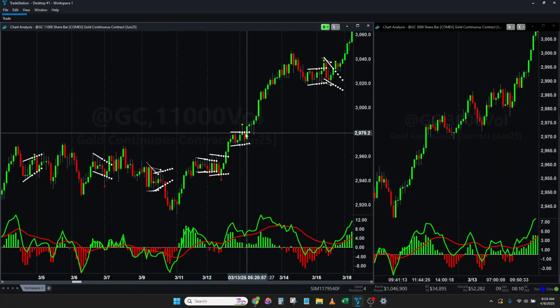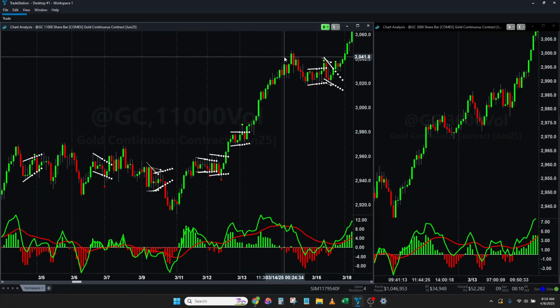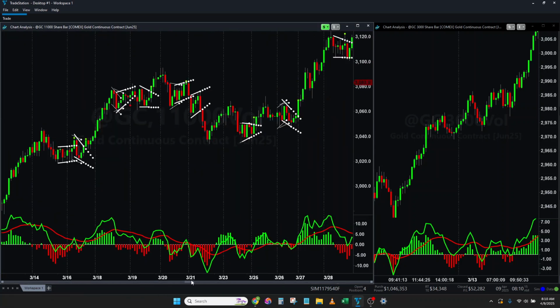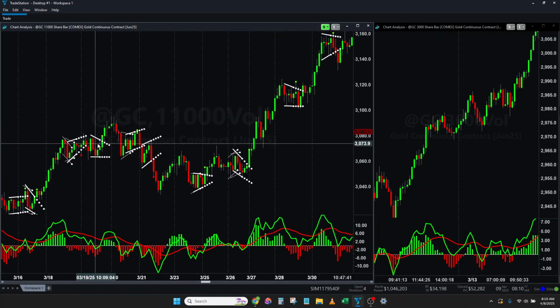And the first one, breakout, and then this tiny little consolidation. No need to sell here. Smaller consolidation, and then it goes to its highs. Then you have a bigger retracement, and then a very strong move up.